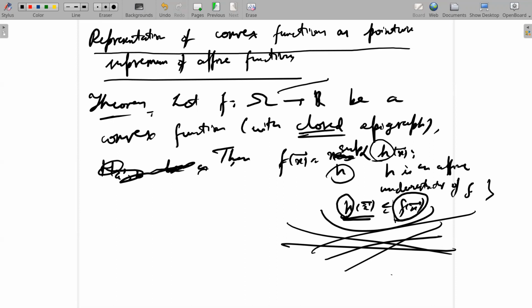So here, as usual, we assume it's a convex domain, meaning it's a convex set with non-empty interior.